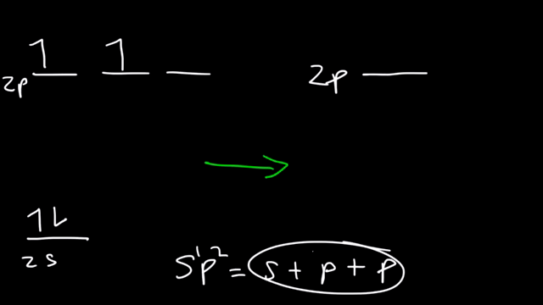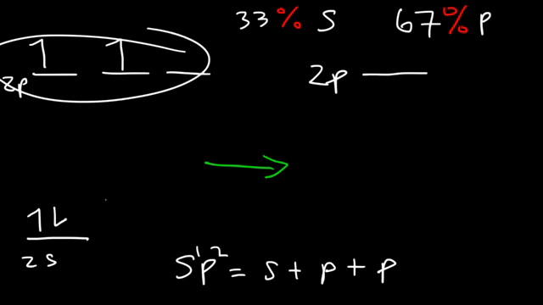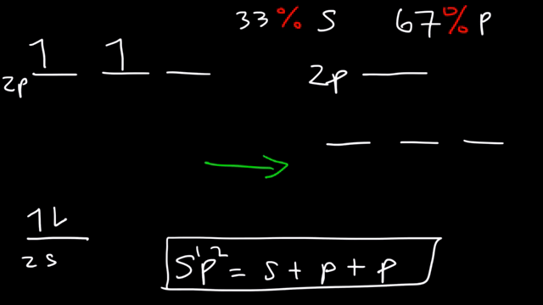So one out of the three orbitals is s, so we have 33% s character. And 2 out of the 3 orbitals is p. 2 out of 3 is about 67% if you round it. So it's 67% p character. So we still have more p character than s. Therefore, the sp2 hybrid orbital should still be closer to 2p than 2s, but it should be less than sp3. So these three orbitals will have the same energy.